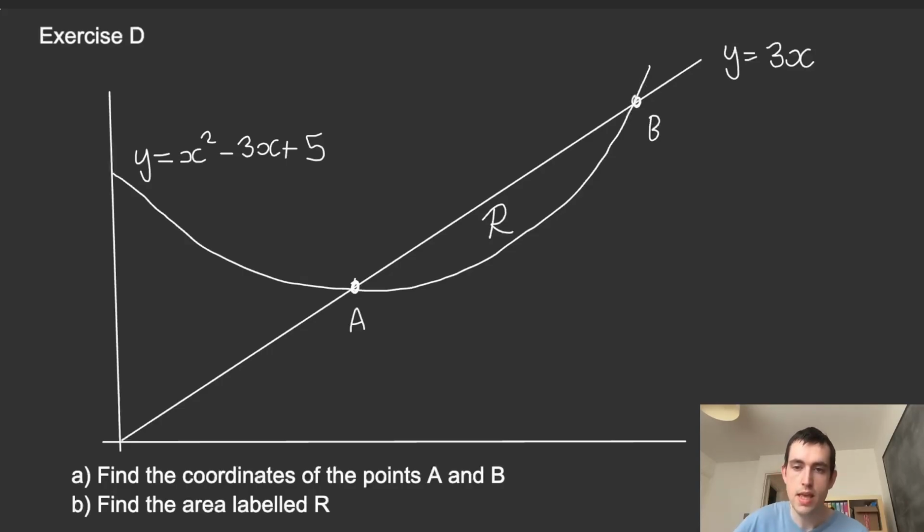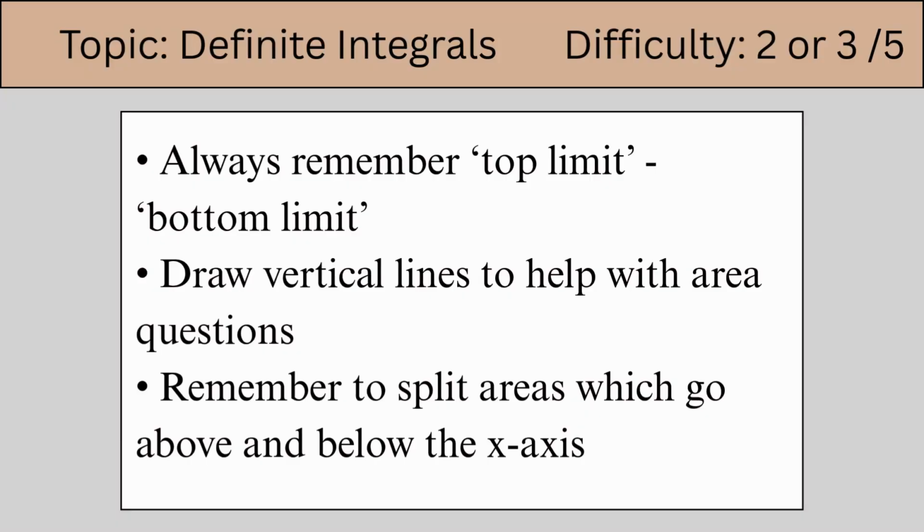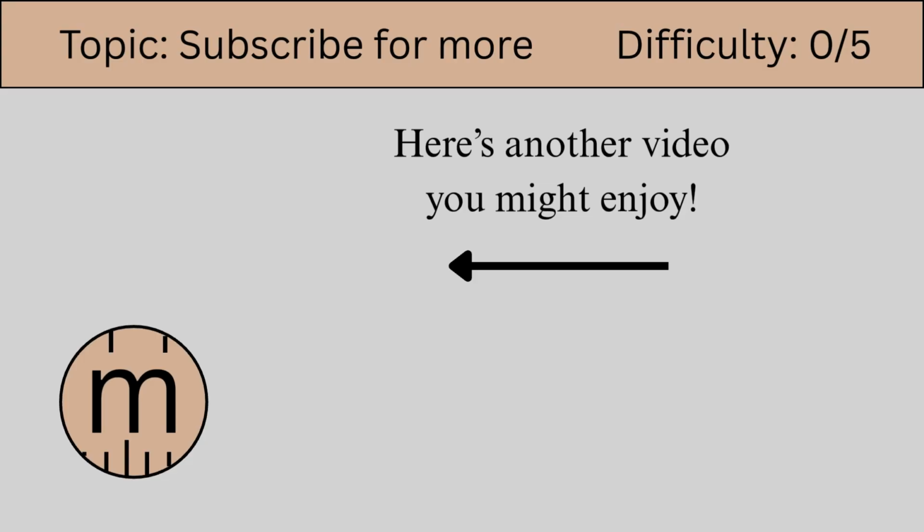The answer should be 32 over 3. Well done if you've got that. Well, there you have it. Now you know how to integrate any AS function with limits. Be sure to check out some exam style questions now to really solidify your understanding.